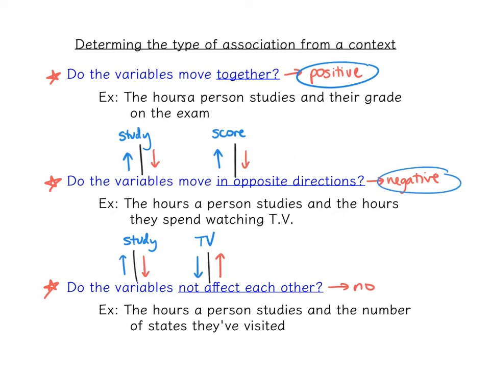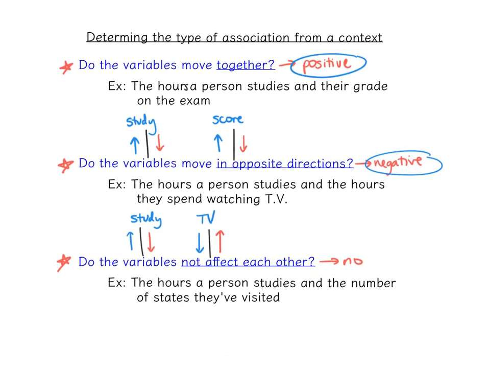And finally, in the last example, the hours a person studies and the number of states they visited. Well, those two things aren't really related. I guess you could argue that if they're studying, they can't go to other states, but maybe they're studying in the car. Since those aren't related, at least not closely, we say that there's no association involved.